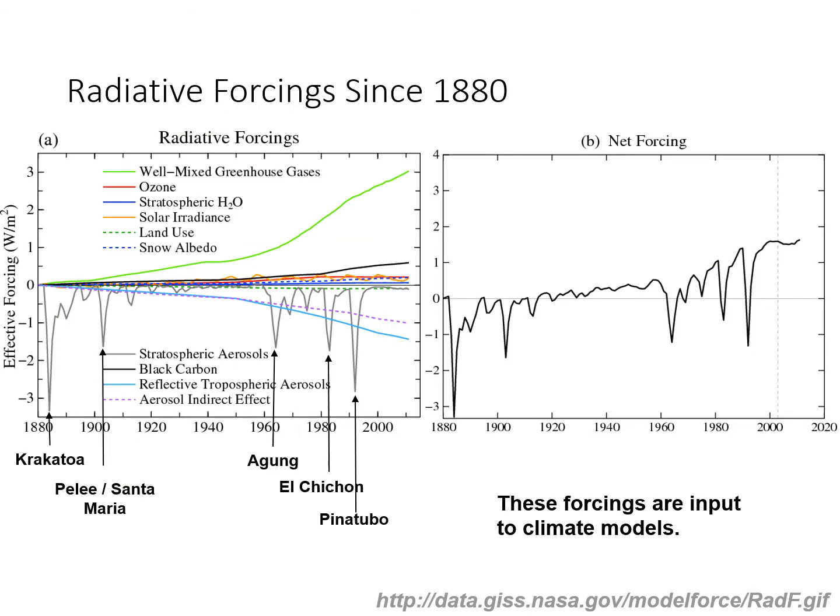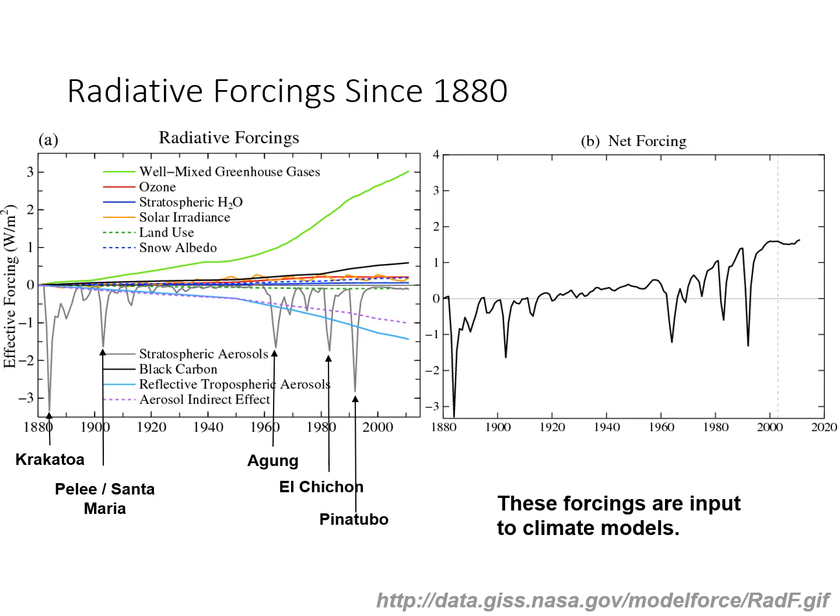We can also look at how radiative forcing has varied over time. In this image, we look at radiative forcing from 1880 to 2010. The graph on the left shows changes of radiative forcing of individual climate forcings, whereas the plot on the right shows the total radiative forcing. Which forcing has caused the largest positive radiative forcing? If you said greenhouse gases, you were correct. Which forcing causes large, short-lived negative forcings? In this case, the answer is volcanoes.